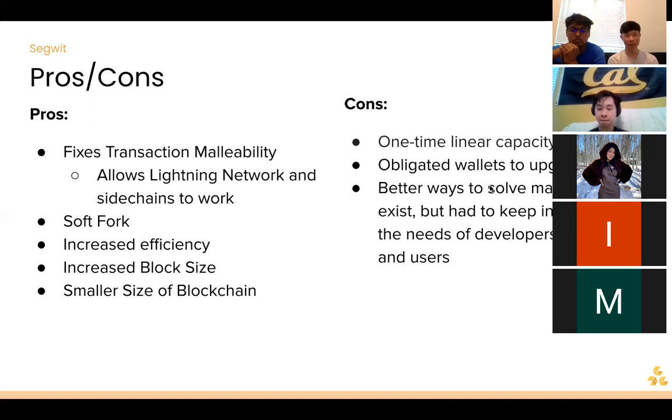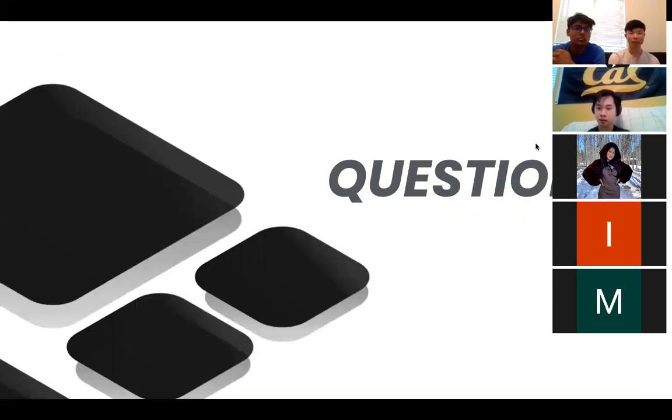Also, better ways to solve transaction malleability exist. This isn't the most optimal or ideal solution by any means, but Bitcoin core devs have to keep into account the wants and needs of all three parties of the Bitcoin blockchain. So developers and miners and just regular users, they have different needs and they have different pain points. And so this was the best compromise they could come up with to solve transaction malleability. Are there any questions about Segwit?